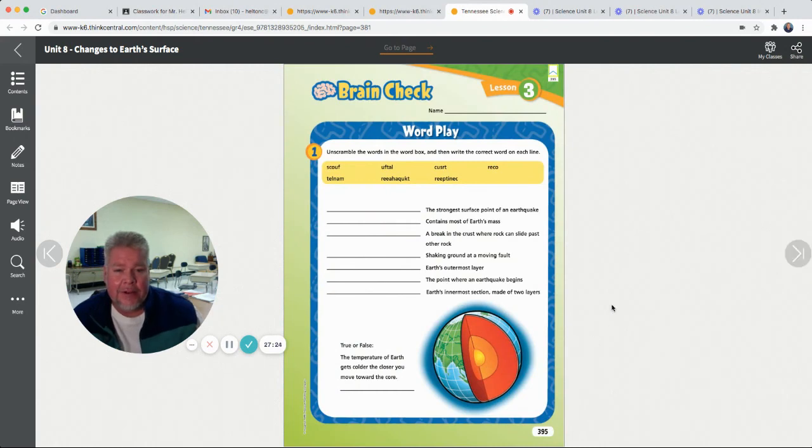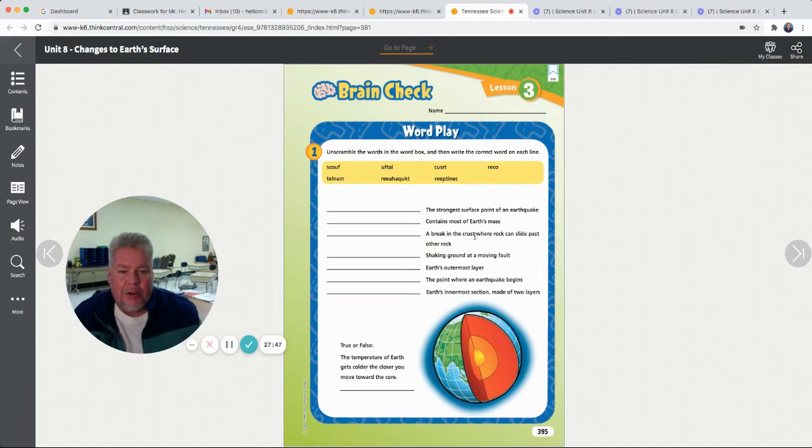All right, here's some words. Now, these words are all scrambled. Let's see if we can figure out what they are. The strongest surface point of an earthquake. That would be the focus point, right? That would be this word, focus. This contains most of the Earth's mass. It's this biggest part. That's the mantle.